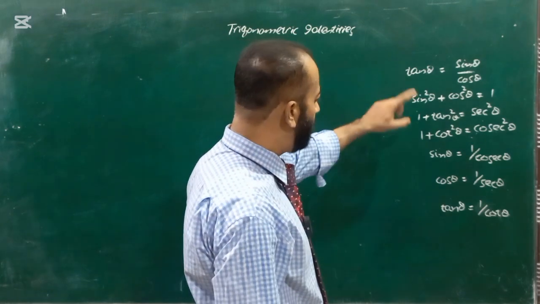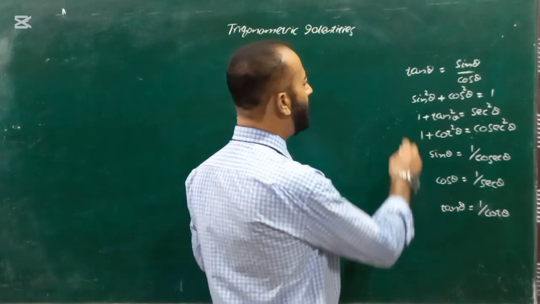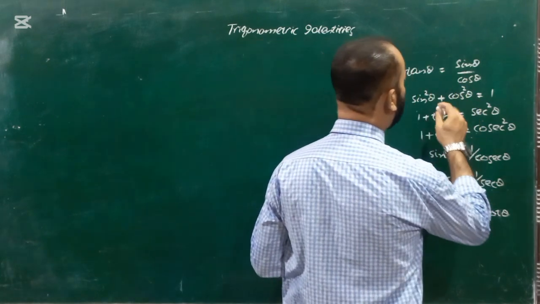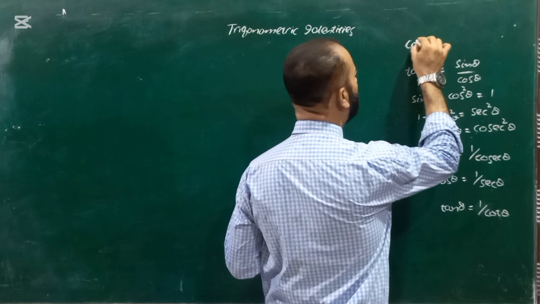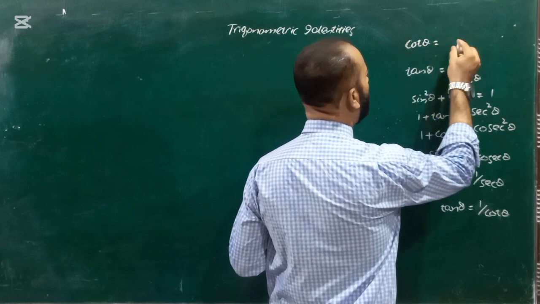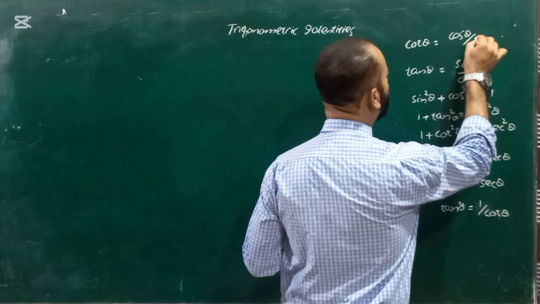So if cotangent theta and tan theta are reciprocals of each other, and tan theta is equal to sine theta over cos theta, then definitely cotangent theta will become cos theta over sine theta.